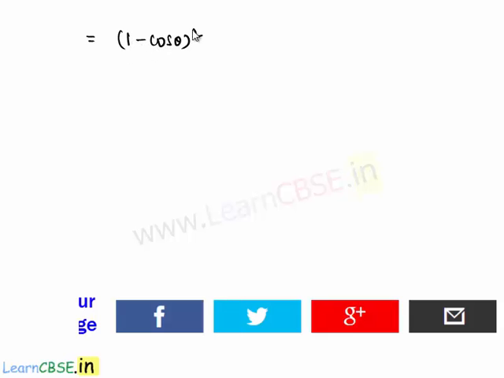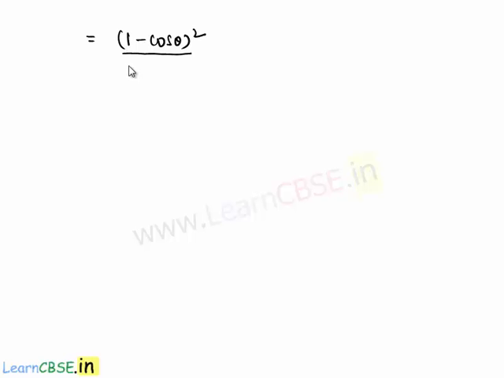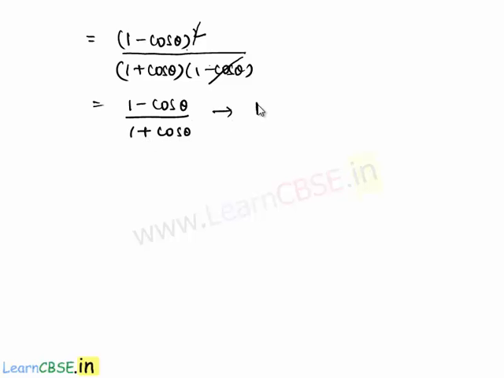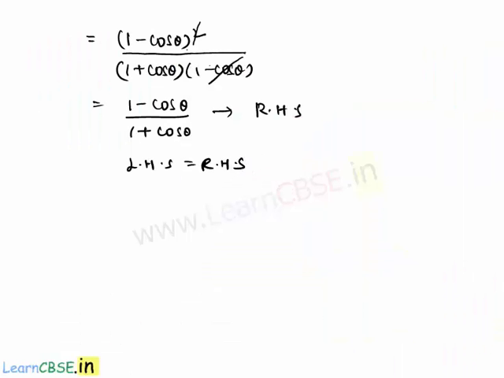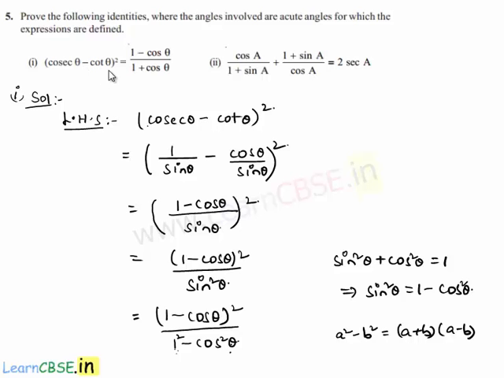Therefore, that will be equal to 1 minus cos theta whole square divided by 1 plus cos theta into 1 minus cos theta on splitting the 1 minus cos square theta. Here, if we observe numerator and denominator, we have common factor 1 minus cos theta, which cancels 1 minus cos theta square, 1 minus cos theta times. So finally we got 1 minus cos theta by 1 plus cos theta, which is our right hand side. So here we got LHS equal to RHS. So finally we can say that cosecant theta minus cot theta whole square is equal to 1 minus cos theta by 1 plus cos theta.